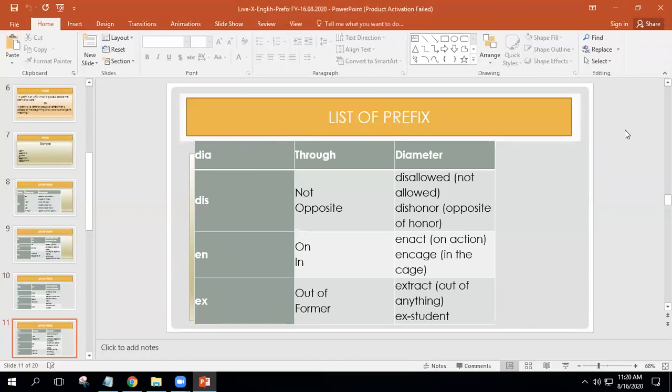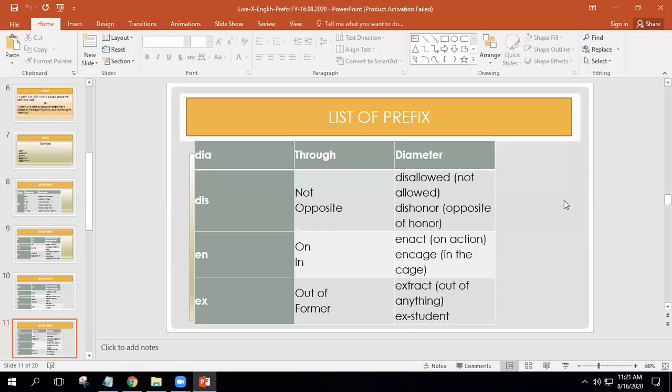Next, dia. Dia means through, and an example is diameter. Diameter, you all know this term. That is in geometry, you have learned it, right? The line which passes through the center of a circle is called diameter. So here, that meaning through is justified by the prefix dia.